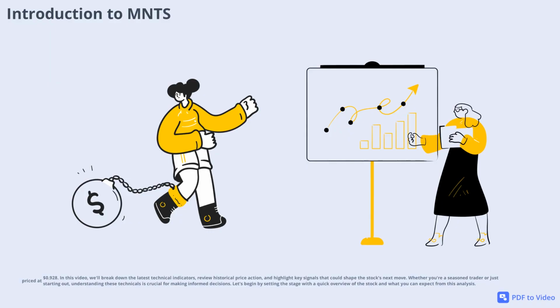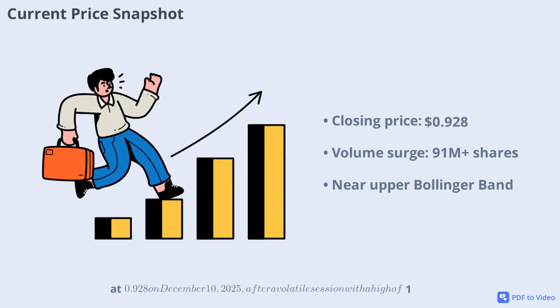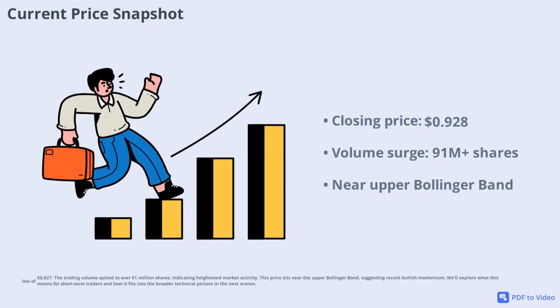Let's begin by setting the stage with a quick overview of the stock and what you can expect from this analysis. MNTS closed at 0.928 on December 10, 2025, after a volatile session with a high of $1.02 and a low of 0.827. The trading volume spiked to over 91 million shares, indicating heightened market activity. This price sits near the upper Bollinger Band, suggesting recent bullish momentum. We'll explore what this means for short-term traders and how it fits into the broader technical picture in the next scenes.